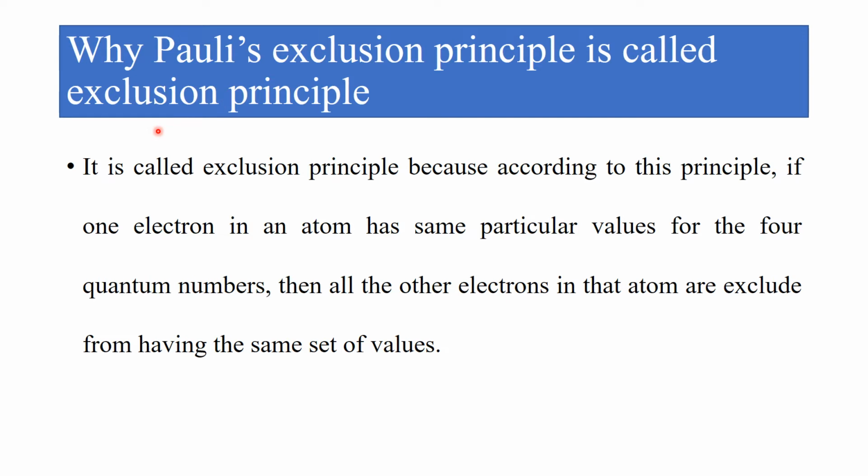Then you should know why Pauli's exclusion principle is called exclusion principle. It is called exclusion principle because according to this principle, if one electron in an atom has particular values for the four quantum numbers, then all the other electrons in that atom are excluded from having the same set of values. That is why it is called exclusion principle.